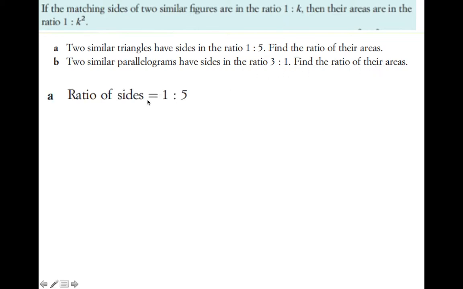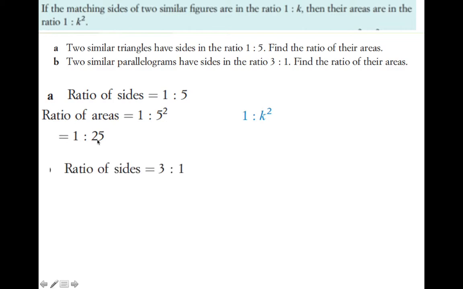For the first one, we know that the given sides are in the relationship of 1 to 5. So all we have to do to that 5 is square it, and we then get the answer of 1 to 25. So the ratio of their areas now have been increased to the proportion of 1 to 25.